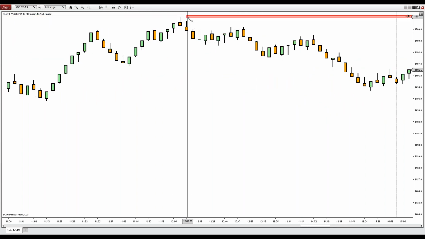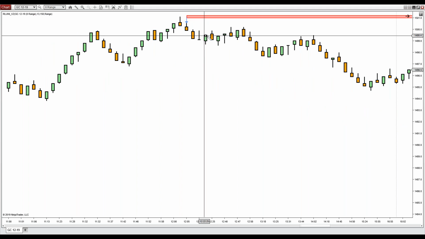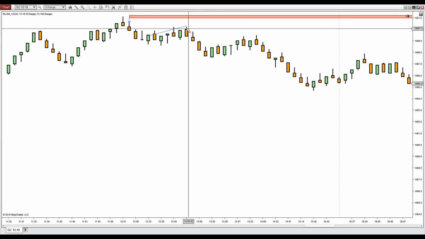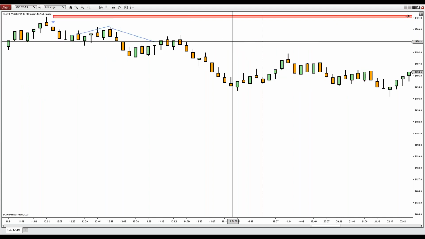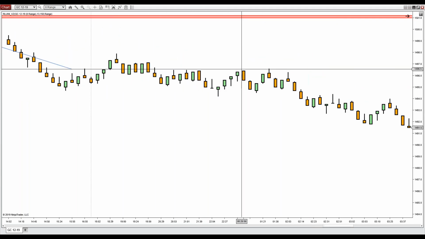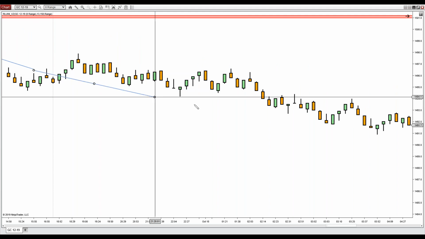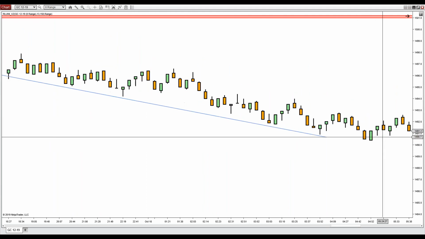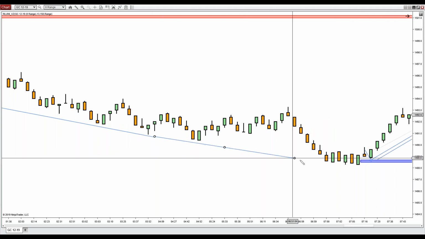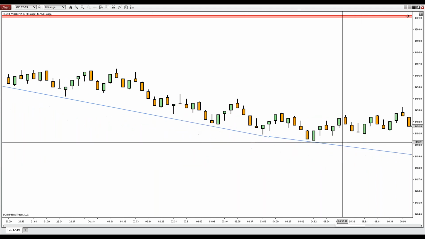Now that was just created here. So if we approach it, depends how close you want to come, you're going to sell the market off into it. And you get a really nice move down. Now it's still falling, and it falls all the way into support.